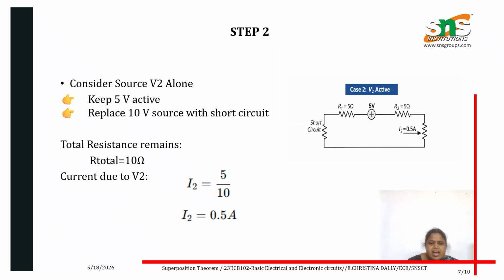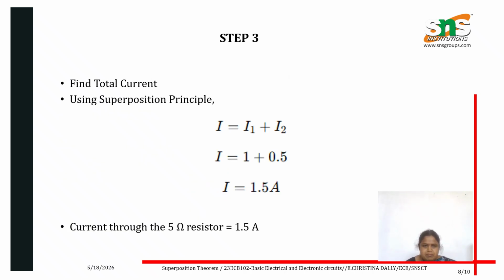In step 2, we consider V2 alone and keep the 5 volt active. From the figure itself we can see that we have to replace the 10 volt with a short circuit. Now the total resistance will be 10 ohm. We have to find the current due to the voltage source V2, which is in the active state. I is equal to V by R. Here the voltage is 5 and the resistance value is 10. So 5 divided by 10 is equal to 0.5 amps.